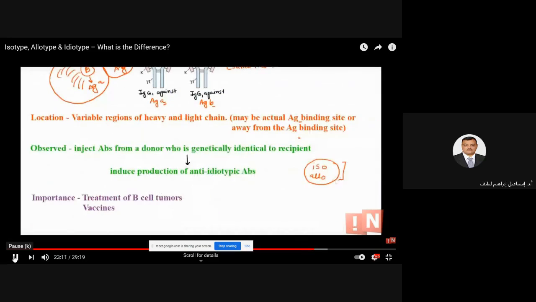But they will have different idiotypes, because the idiotypes depend on what they are encountering, right? So that is not going to be exactly the same. No way it can be the same thing.